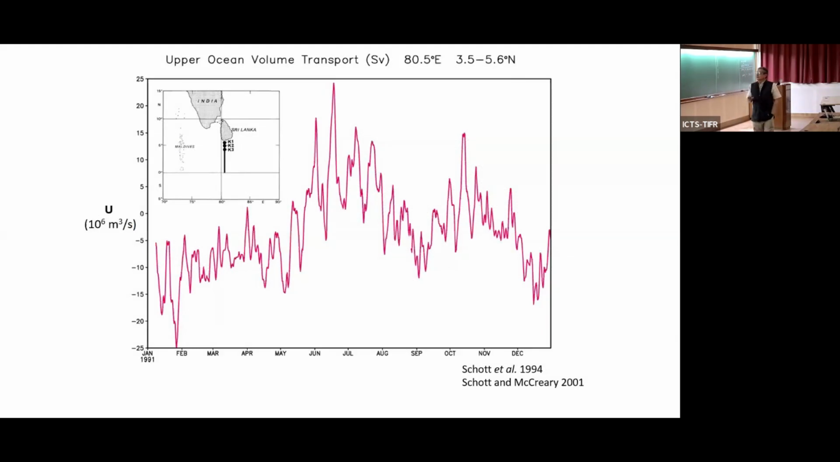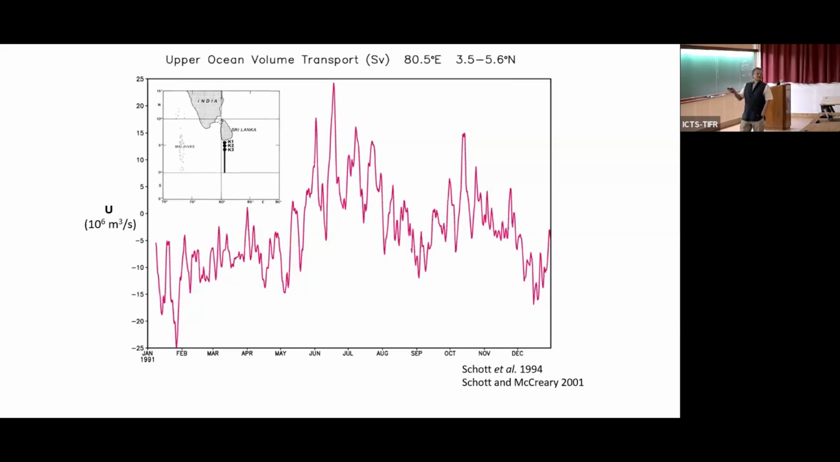Frederick Schott, 1991, installed these current meters south of Sri Lanka. So there are these 3 current meters measuring ocean currents this time. And this is the time series of upper ocean volume transport in 10 to the power 6 cubic meters per second across this array. And there is this expected seasonality. So in summer, the flow is from west to east, from the Arabian Sea to Bay of Bengal. In winter, the flow is from east to west across this array. And that's what you see here.